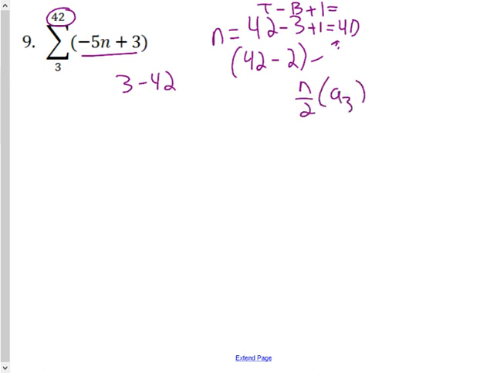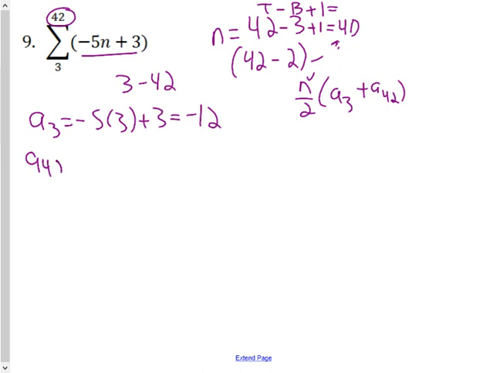So I need the third term and I need the 42nd term. They gave me the formula, so I just need to plug it in. A sub 3 is negative 5 times 3. Negative 15 plus 3 is negative 12. The case of 42 might require some calculator work. So we got negative 210 plus 3 is negative 207.